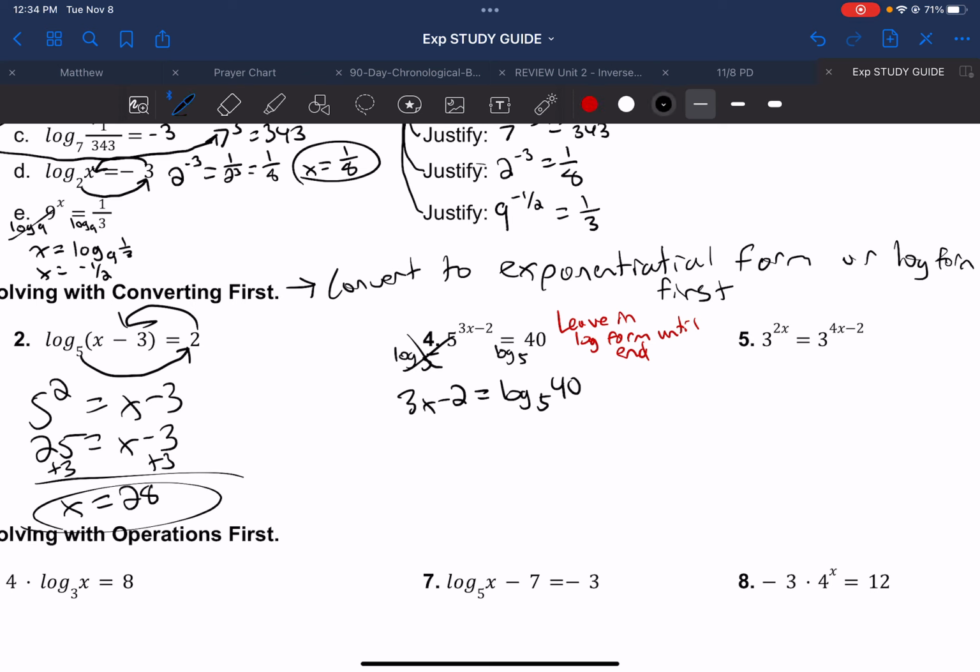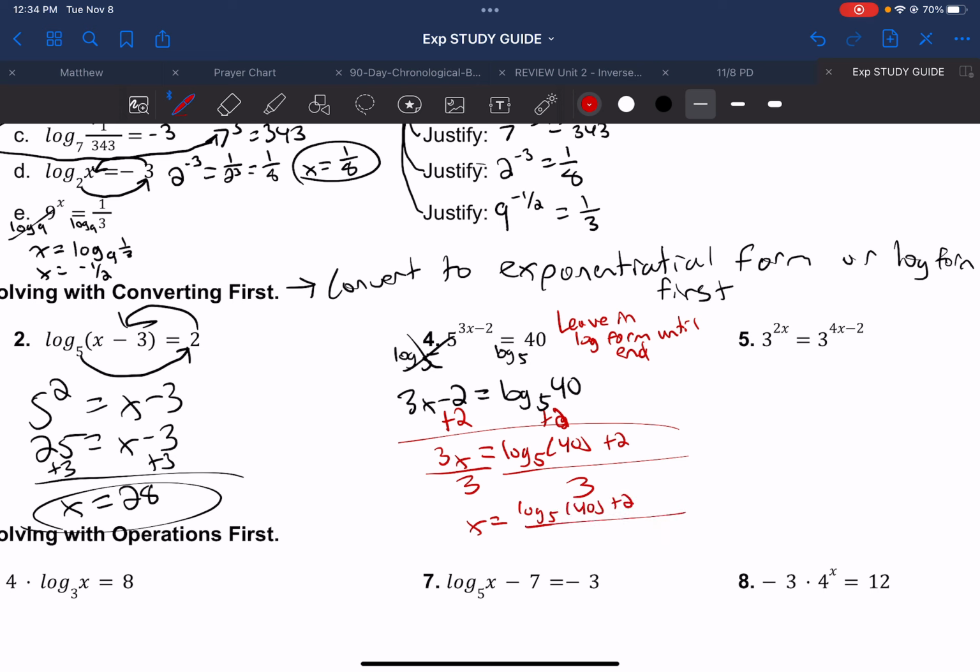That's just going to help you with your rounding. Instead of having to round a bunch of stuff, you can just go ahead and write it all out and type it in your calculator in one step. So this is what I mean. So let me show you. So I add 2, and I have 3x equals log base 5 of 40 plus 2, and then divide both sides by 3. So I'd have x equals log base 5 of 40 plus 2 over 3.